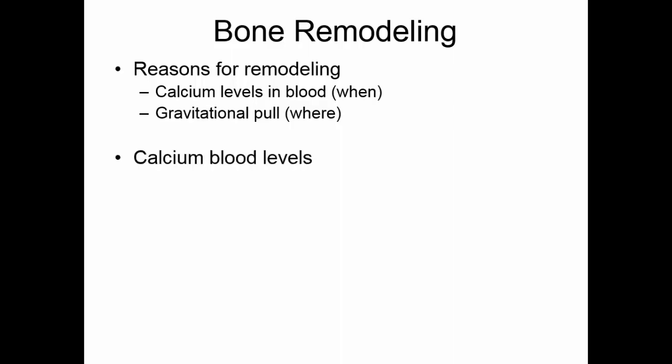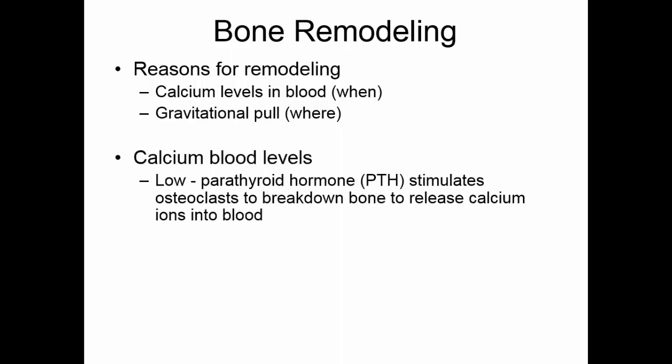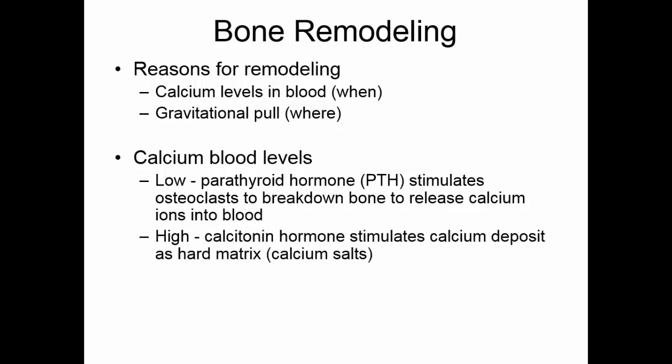When calcium blood levels are low, parathyroid hormone will stimulate the osteoclasts to break down bone to release calcium. This calcium will go into the blood. If we have high blood calcium levels, calcitonin will stimulate calcium deposit in the hard matrix of the bone as calcium salts. This will be a function of the osteoblasts.